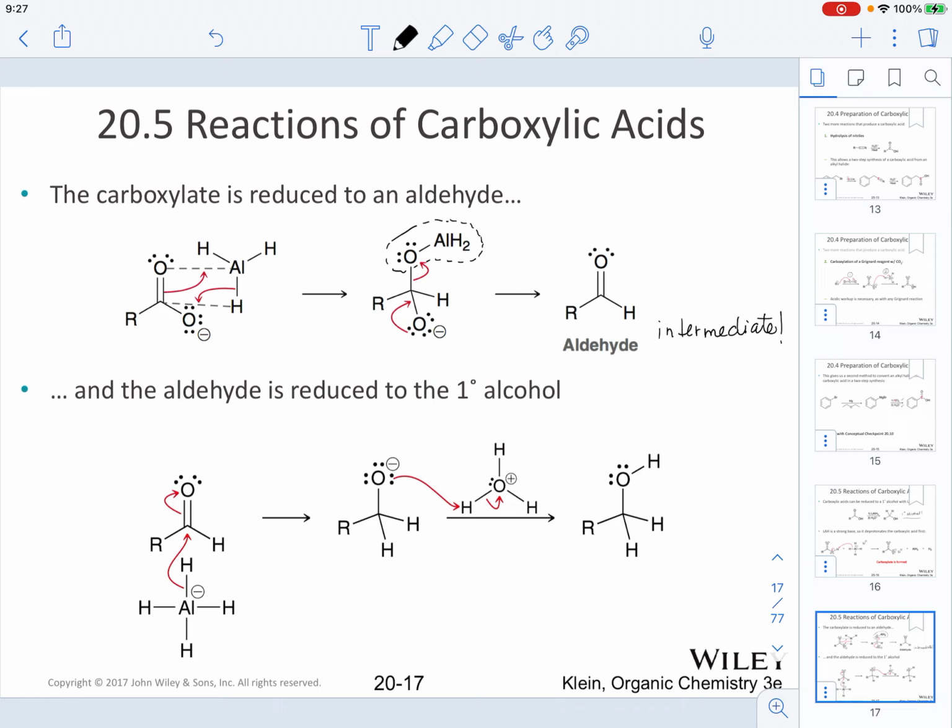In the next step of the reaction, that aldehyde that was produced is reduced to the primary alcohol through a series of steps in which AlH4 attacks the carbon of the carbonyl. The electrons go up to the oxygen. In the last step of the reaction, as you can see, this is the acidic workup, or step 2 in the reaction. We are protonating our molecule to make the primary alcohol, which is the overall result of the whole process.